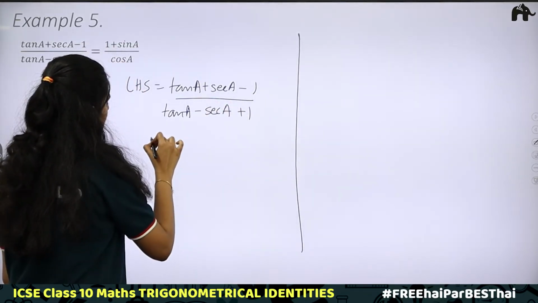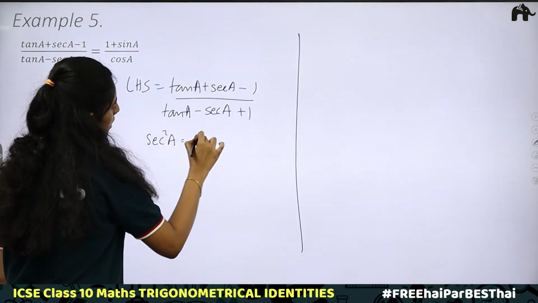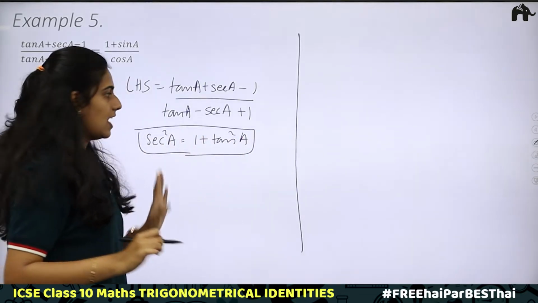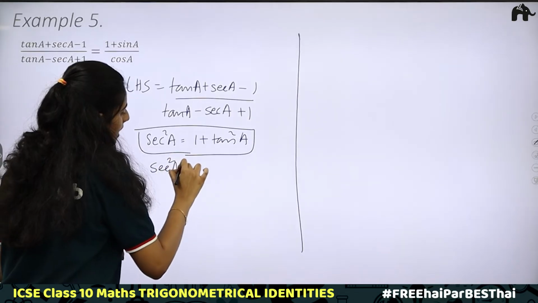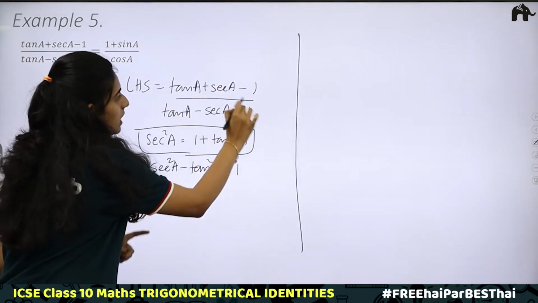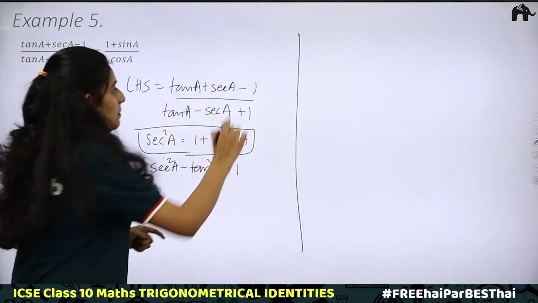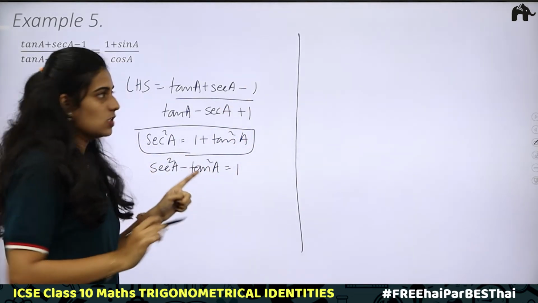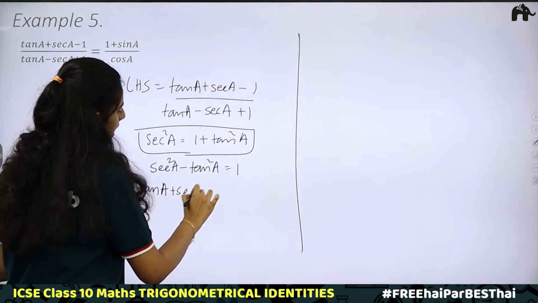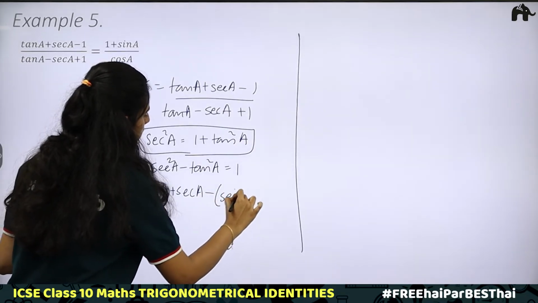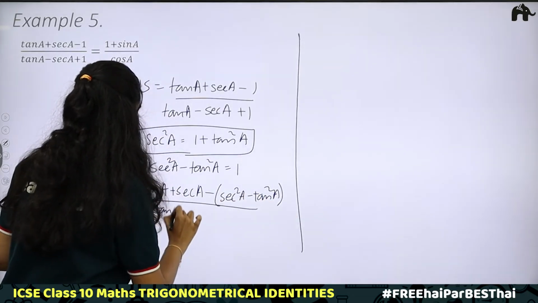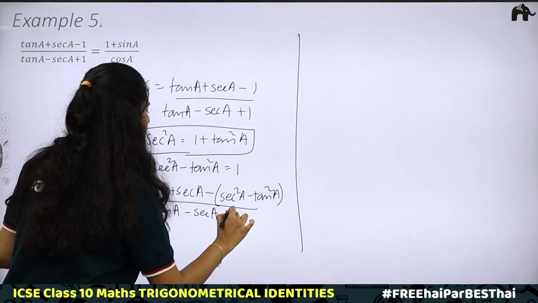Okay. We have sec square A is equal to 1 plus tan square A. We have studied this identity. Then we can write sec square A minus tan square A is equal to 1. Okay. This is what we are going to substitute in place of 1. Here we have 1. In place of 1, we will be putting sec square A minus tan square A. That is, LHS will be equal to tan A plus sec A minus sec square A minus tan square A divided by tan A minus sec A plus 1.